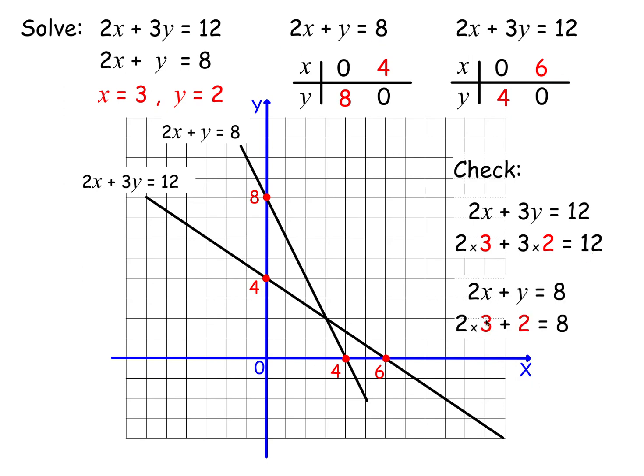So make x 3 and y 2. 2 3's add 2. Does that make 8? It does. So it fits both equations fine. That's the solution. x equals 3 and y equals 2. Sometimes it's given as the coordinates (3, 2). Here I'm just saying x equals 3 and y equals 2. So that's it done. It's draw the graphs, find the point of intersection. Hard bit obviously is drawing the graphs.